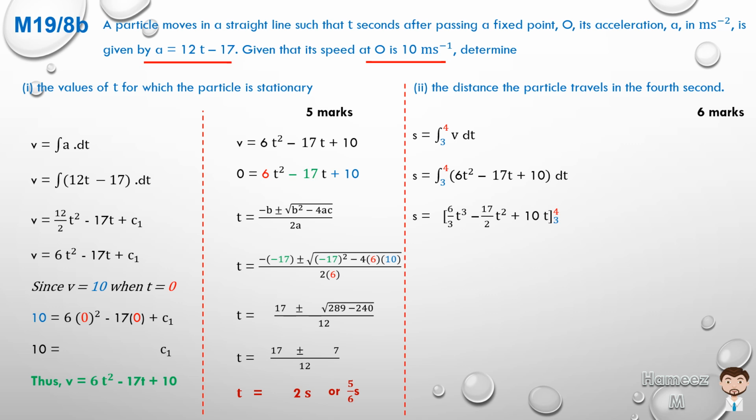And we can substitute accordingly in this definite integral. So it'll give us 3 into 6 is 2, so 2 × 4 cubed minus 17 over 2 × 4 squared plus 10 × 4, minus 2 × 3 cubed minus 17 on 2 × 3 squared plus 10 × 3. So that'll work out to be 32 minus 15 on 2, which works out to be 49 over 2 or 24.5 meters. And that is the distance traveled in the 4th second. So what we did there was find the distance at the end of 3 seconds and the distance at the end of 4 seconds, and we subtracted them.